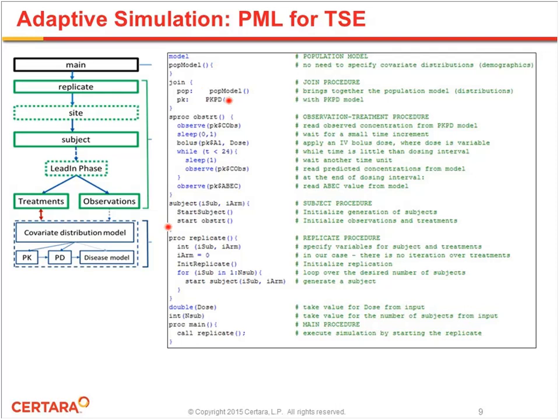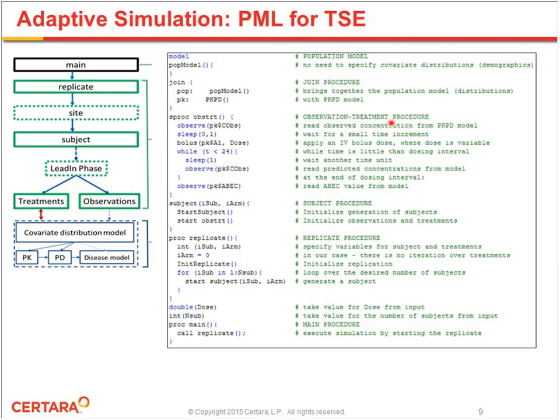So this is just what we are doing here. This is a specification of the foundation. The next thing is we are going into some subroutines. And here in the first subroutine or process is the OBS-TRT. This is dealing with observation and treatments.